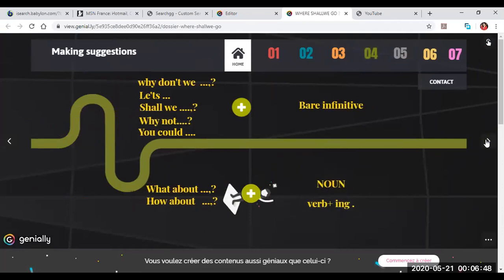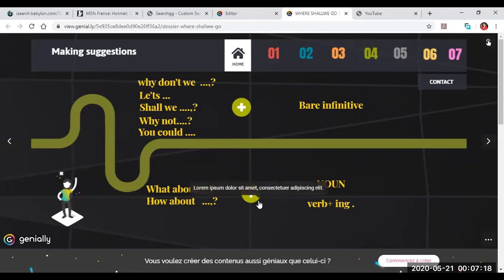Let's remember the expressions about making suggestions. We use why don't we, let's, shall we, why not, you could, plus the bare infinitive, which means the infinitive verb without to, to make suggestions. But we also use what about in the form of a question, how about also, plus either a noun or verb plus ing.